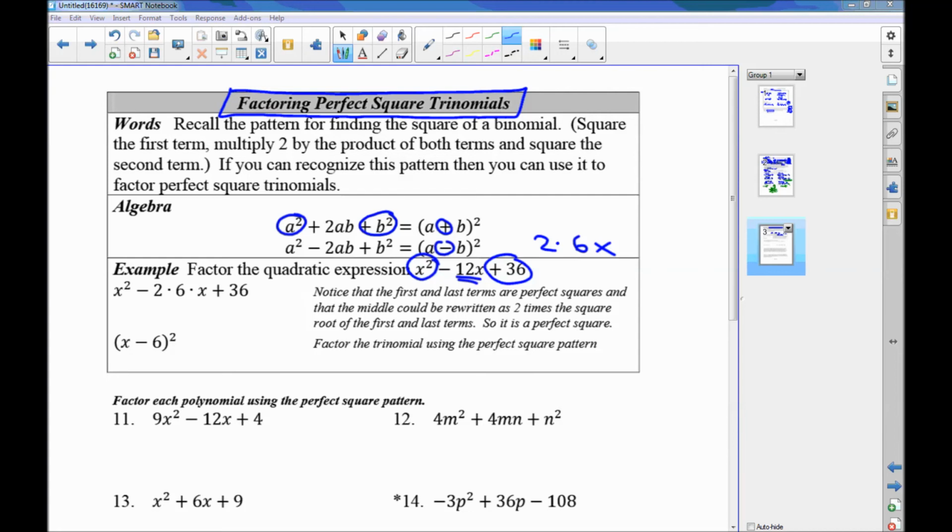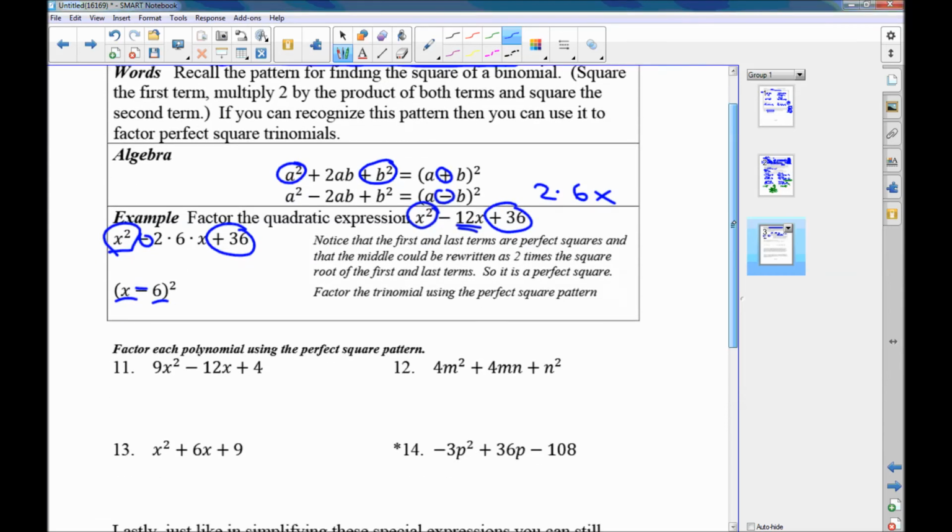Okay, so in this case, it's the square root of the first and the square root of the last, and then since it was subtraction in the middle, we can put the subtraction. But you do really need to check if the square roots times together and double do make our middle, or our linear term. Okay? All right, let's try a couple.